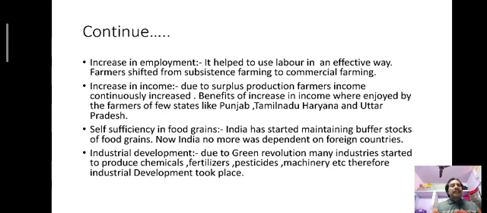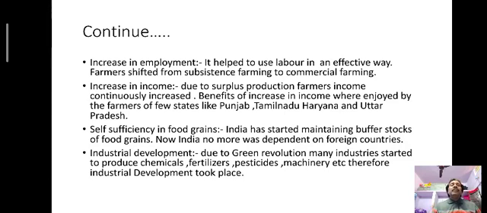As a result, more labor forces were implemented in the agricultural sectors. So it helped to reduce the unemployment. Third, the next point is the increase in income.